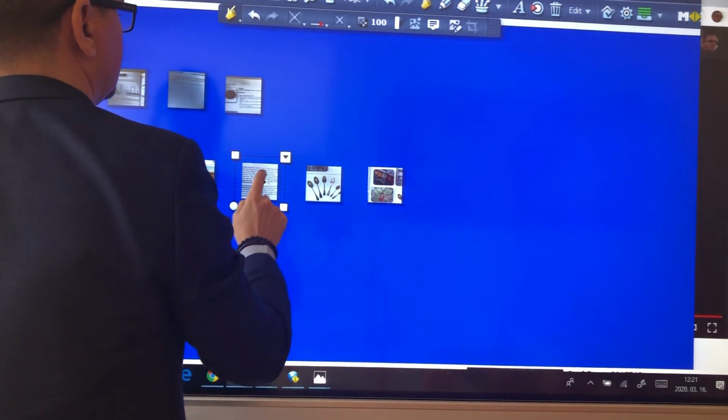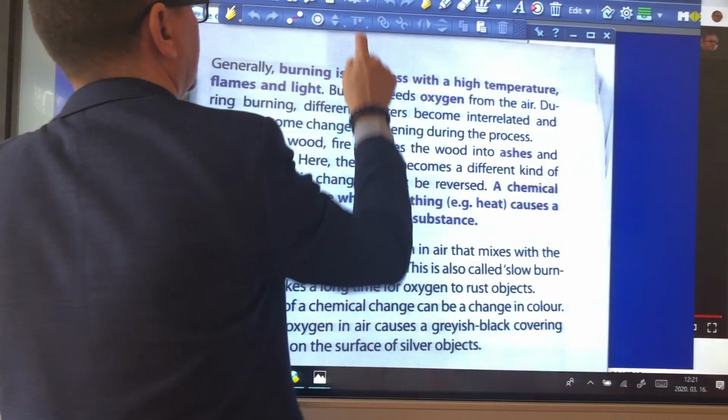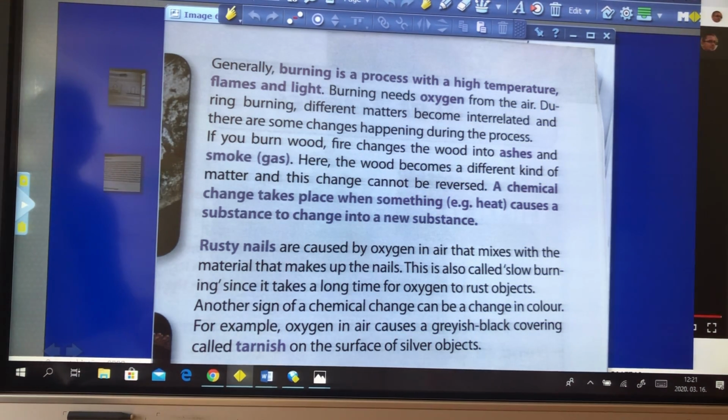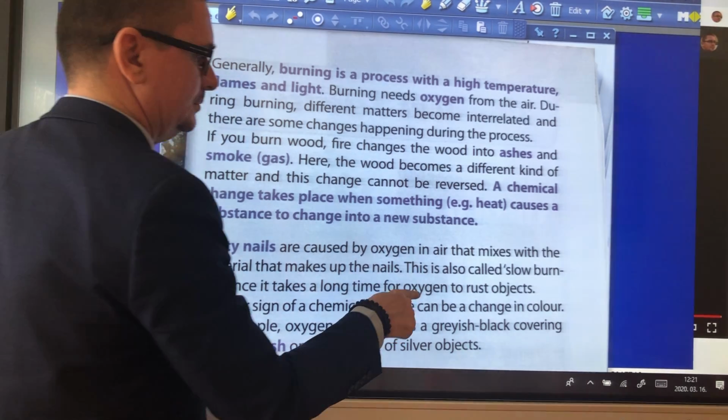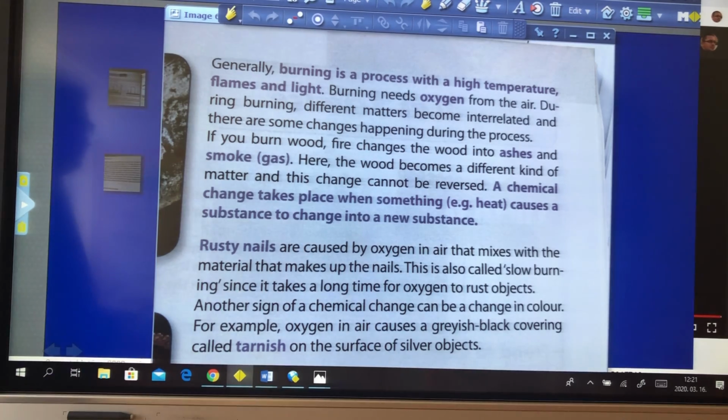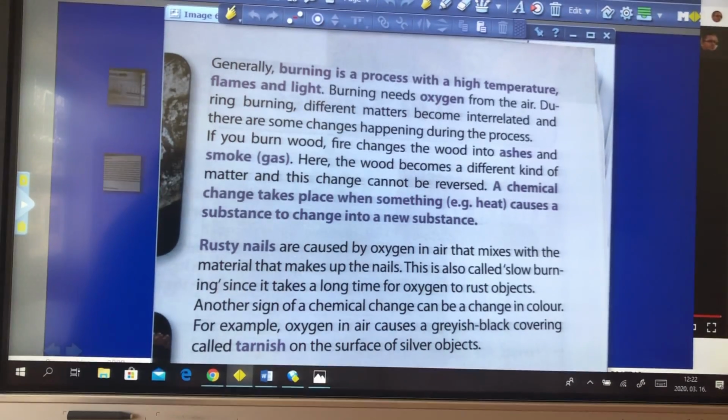Now everybody reads alone this part in the book, page 67. Please underline the names of gases mentioned in it. I can see one already. Oxygen is definitely a gas, but you can find some more.